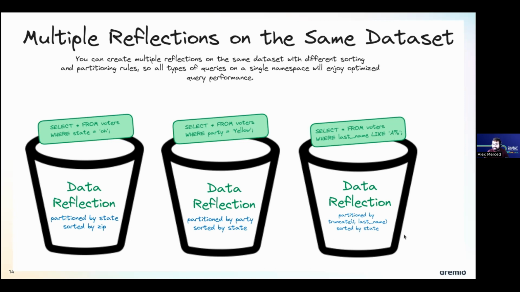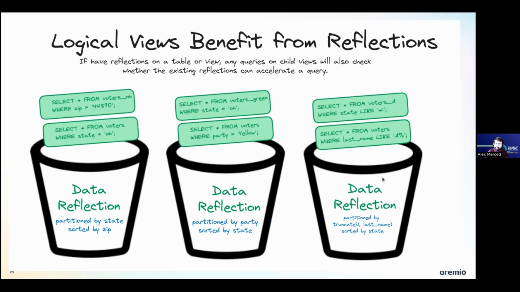Okay, or even if I just said, hey, a last name that's, you know, the last name Sarandon, it'll automatically go find the partition for people whose last names start with S. And then it'll use this reflection to do that because this reflection is partitioned that way.